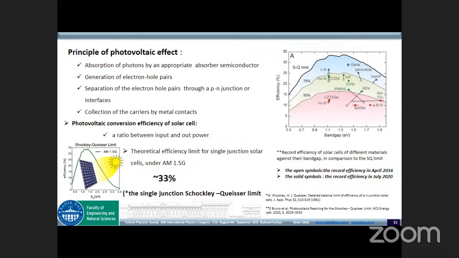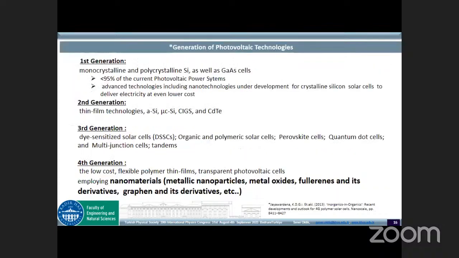Okay, the problem is, of course, the limitation. If we limit ourselves to a single junction, we have to talk about the Shockley-Queisser limit, which is 33%. As you can see in that table there, it has been pushed with different combinations towards the top of the Shockley-Queisser limit, but no cell has reached there yet. So the question is, how are we going to pass this limit using single junction cells? The answer is nanotechnology. So let's have a look at nanotechnology.